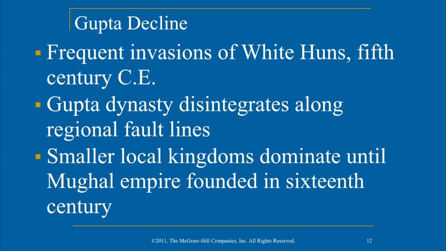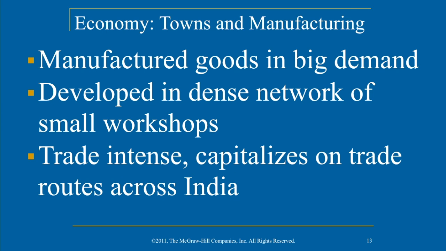Smaller local kingdoms dominate until the Mughal Empire founded in the 16th century. So these smaller local kingdoms assert individual control over their certain regions, pledging allegiance to smaller regional leaders who will then take care of the people in that smaller regional area. As for the economy, we have towns and manufacturing. They manufactured goods in big demand and developed a dense network of small workshops. This trade intensified and capitalized on trade routes across India.